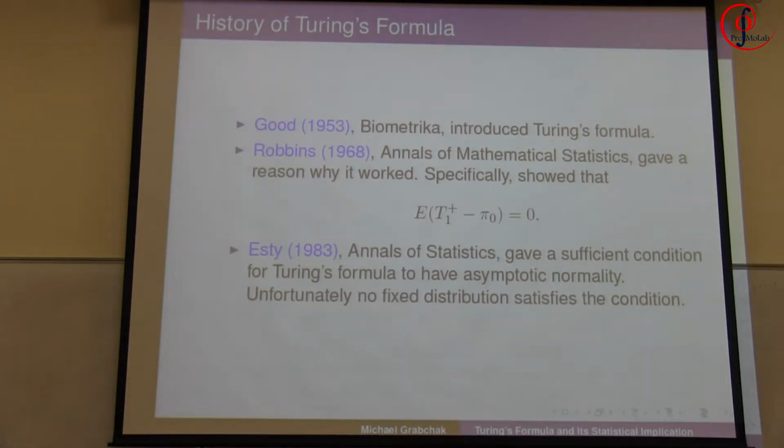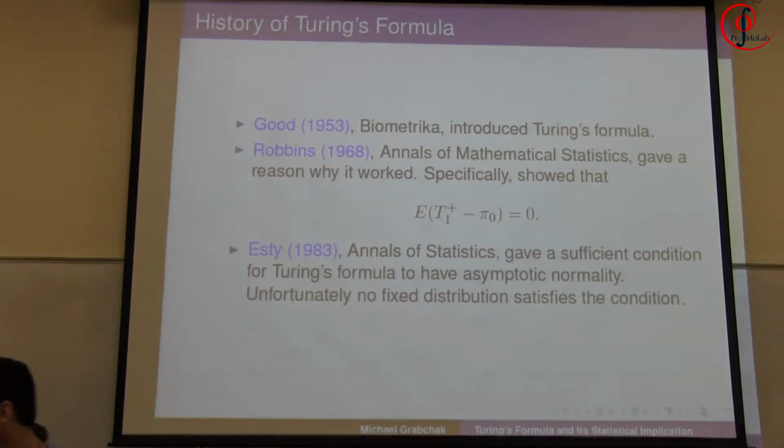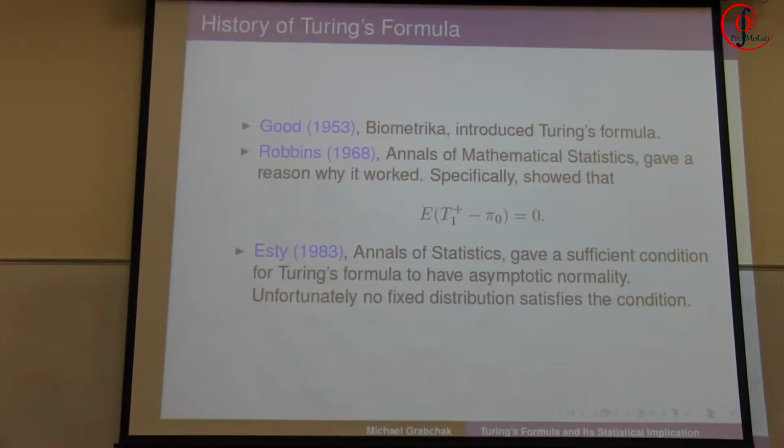In 1983, Esty published a paper where he gave a sufficient condition for Turing's formula to be asymptotically normal. It's asymptotically normal in a specific sense: he assumed that the distribution, the pKs, are changing, and the k, the number of letters, is growing. He gave conditions under which, in this kind of scheme, T1 minus pi 0 under some normalization will converge to a normal distribution. But it turns out that there's no fixed distribution for which this holds. You really need to change the probabilities quite a bit.